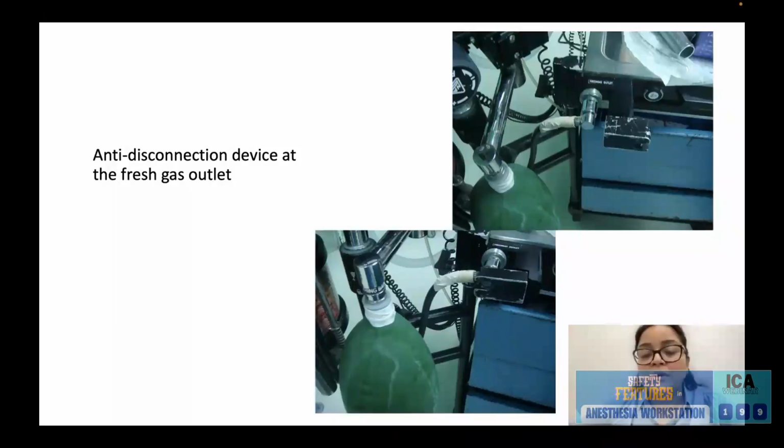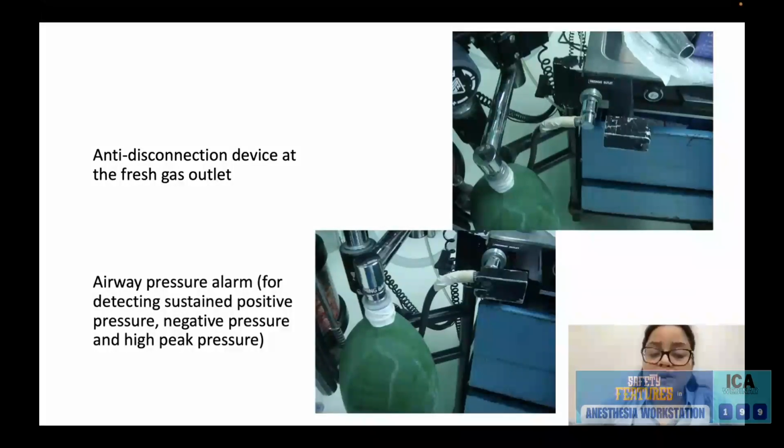Therefore, in the older machines, this kind of safety mechanism was used, which used to be turned towards the common gas outlet, which is hooked, and it led to the prevention of the disconnection of the common gas outlet hose.